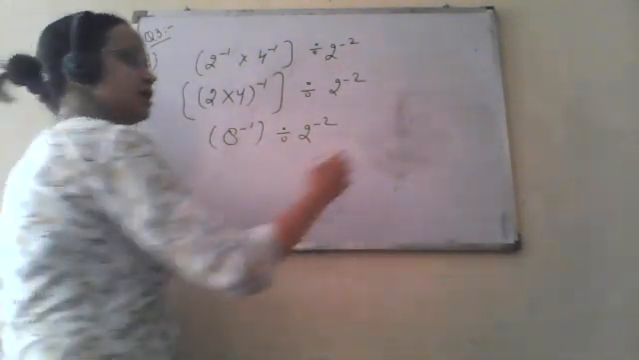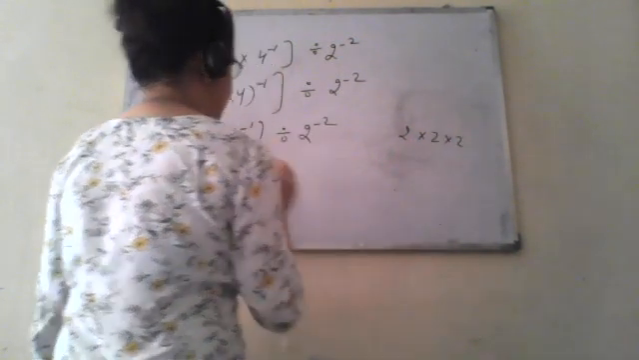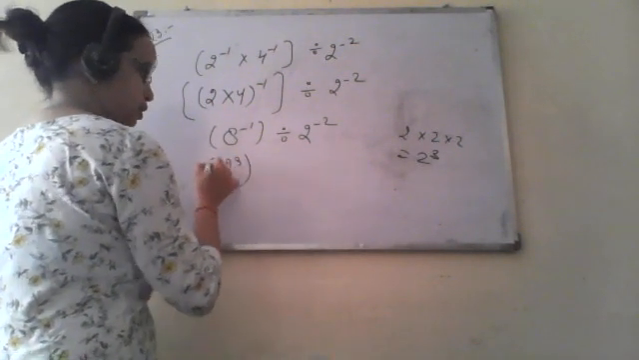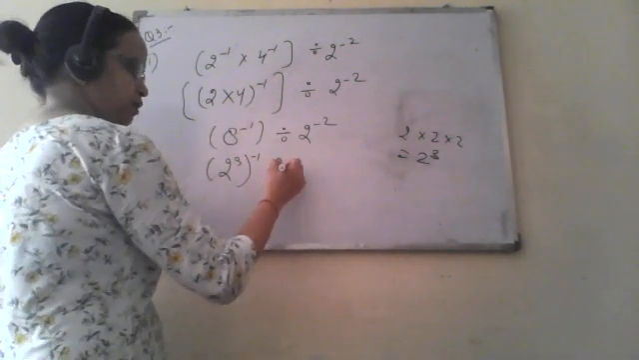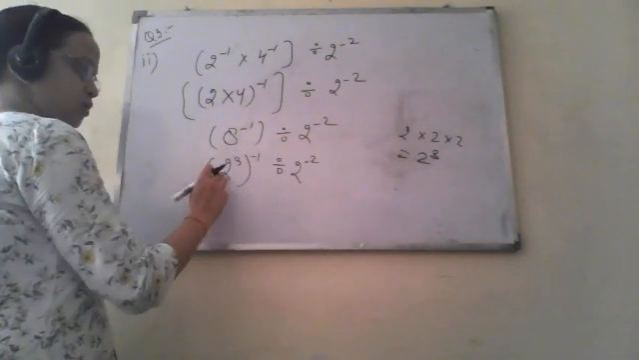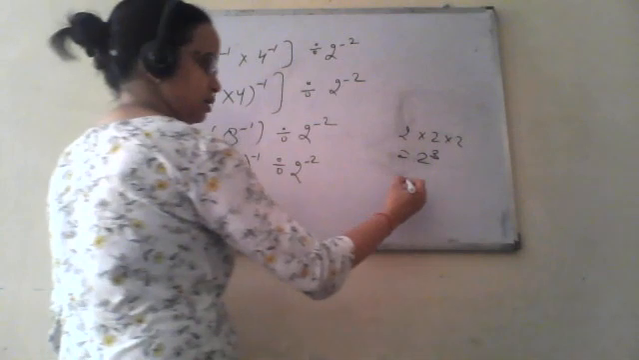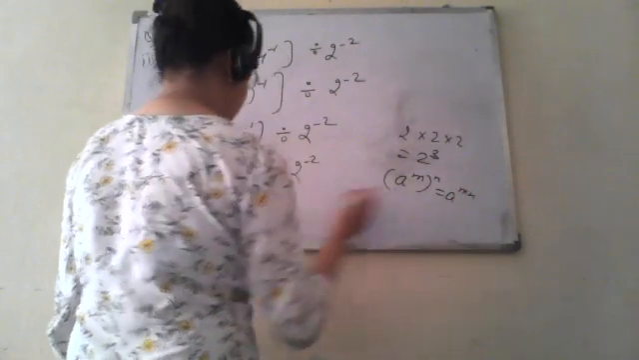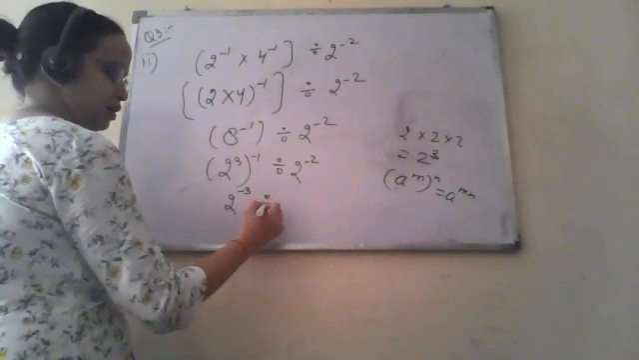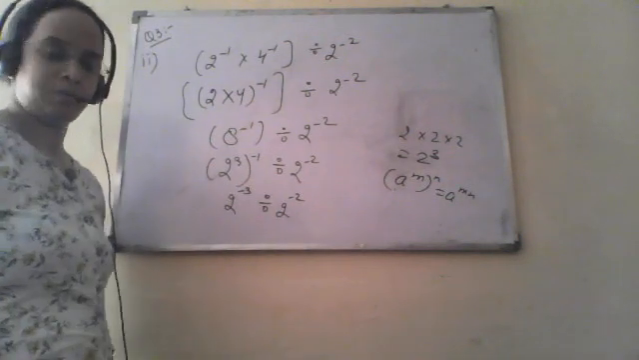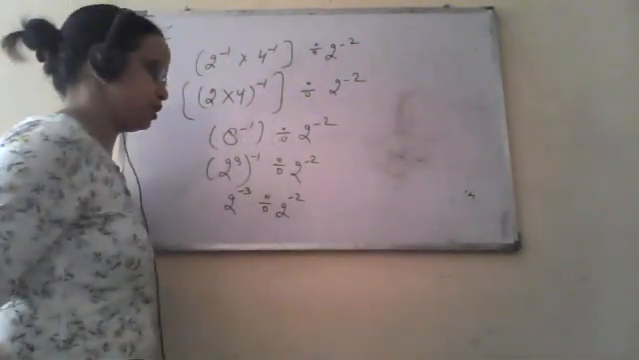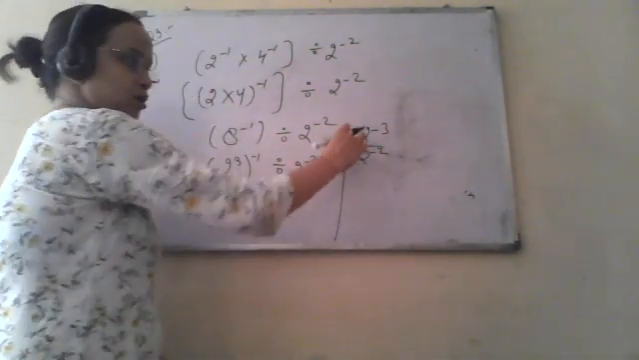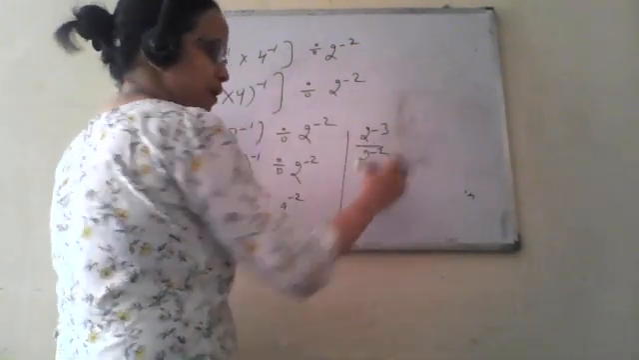Now this 8 can be written as 2 into 2 into 2, so it can be written as 2 to the power 3, whole to the power minus 1, divided by 2 to the power minus 2. Now, a to the power m whole to the power n will be a to the power m into n. So it will be 2 to the power minus 3 divided by 2 to the power minus 2. Now their bases are the same, so their powers will get subtracted.